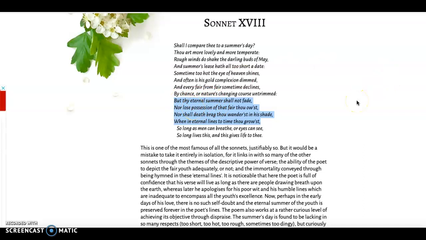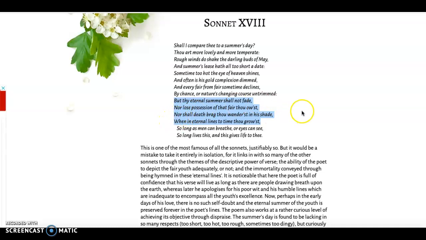Well, that's a bit hyperbolic. Hyperbole is a gross exaggeration. And the idea that she could maintain this beauty and perfection of the peak of her life, her summertime, isn't actually possible, right? And he says, you'll never lose possession of that fairness that you own. And again, we know that aging happens with or without our consent.